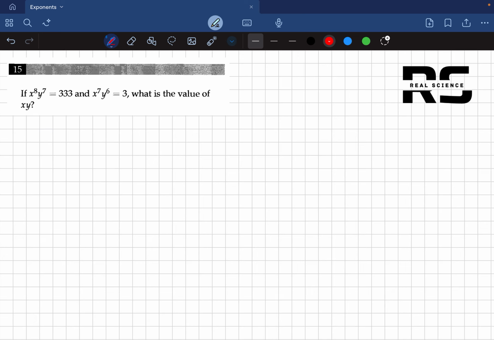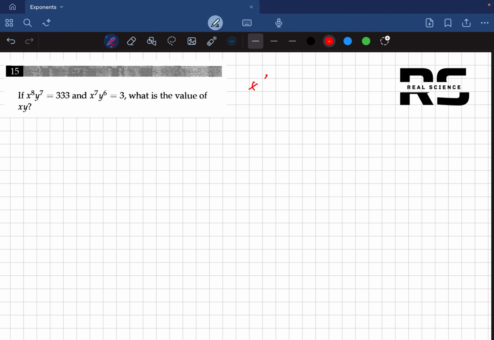Let's look at 15. We have this equal to 333. This equal to 3. What is the value of x times y? Well, we can divide it. Let's just divide the first one. Let me rewrite it as x to the power of 8, y to the power of 7 is equal to 333. X to the power of 7, y to the power of 6 is equal to 3.